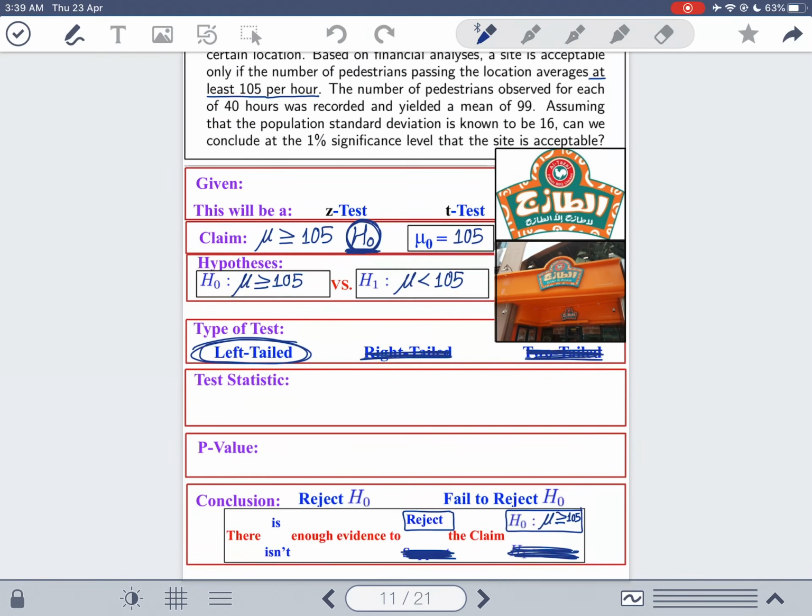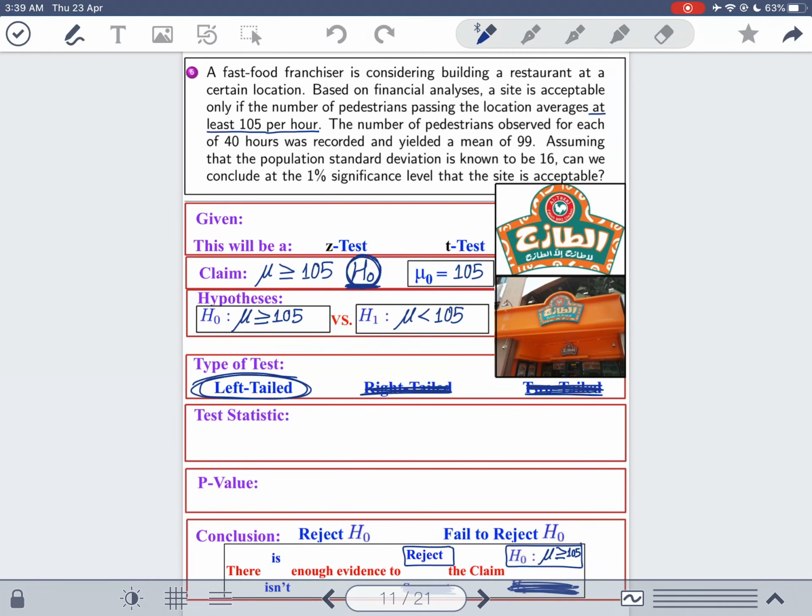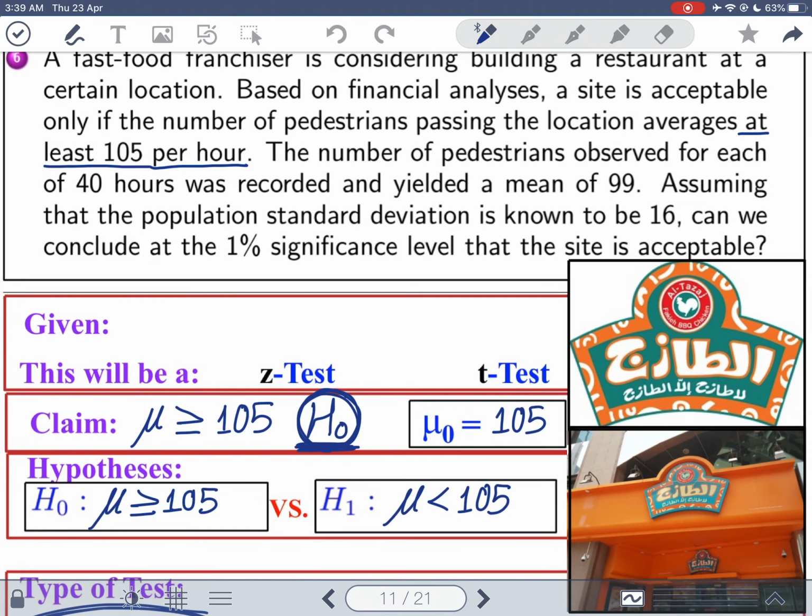And now all you have to do is to know, is there enough evidence to reject or isn't there enough evidence to reject? See how nice it is? We're almost even done with the question. We just need to always find the p-value and compare it to alpha. So let's continue reading and see what our sample is in this case.